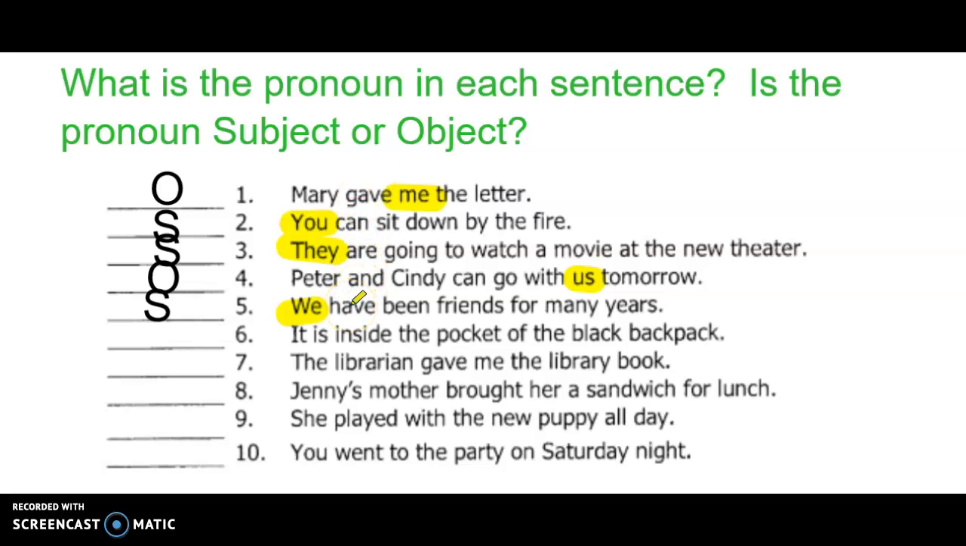Number 6, it says, it is inside the pocket of the black backpack. So it is my pronoun. It is doing the action, which makes it a subject pronoun. Number 7, the librarian gave me the library book. So me is the pronoun, and me is receiving the book from the librarian, okay, which is going to make it an object pronoun.